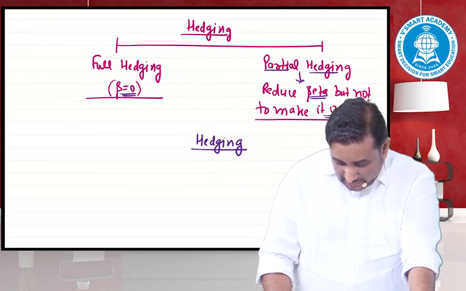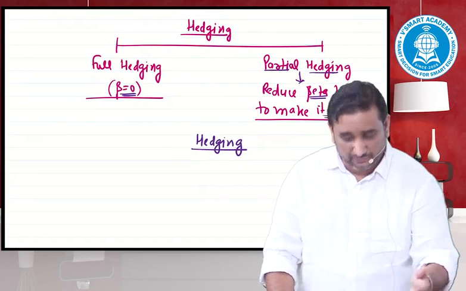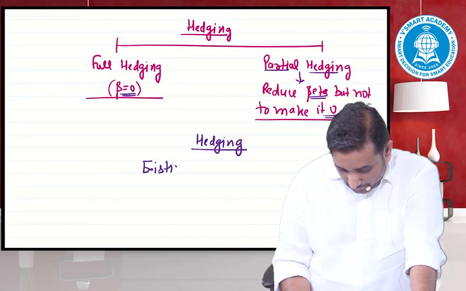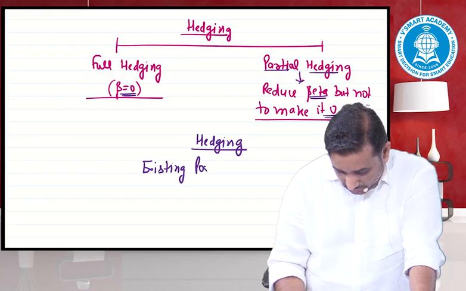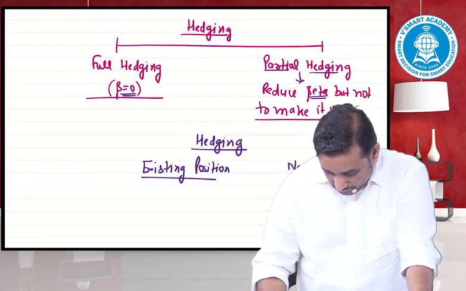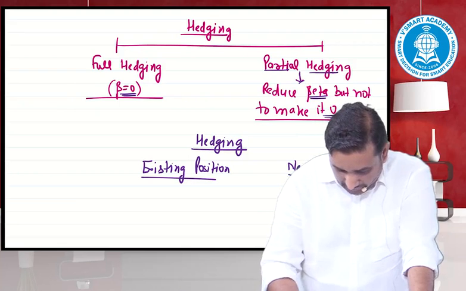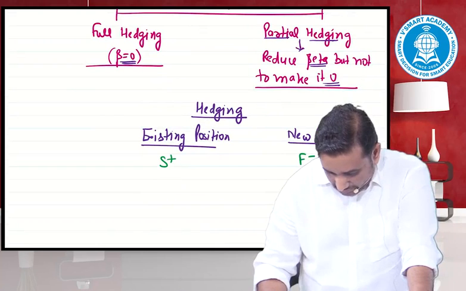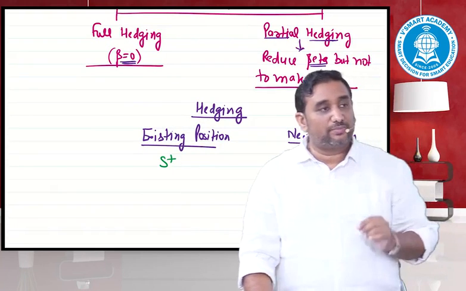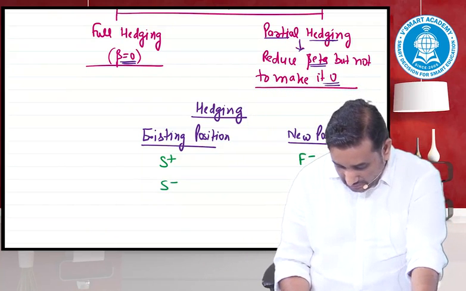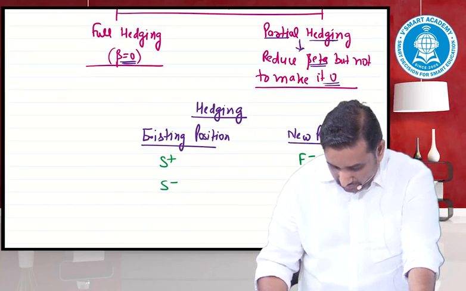Now hedging, the simpler case, if I have to learn from the exam perspective: what is my existing position and what should be my new position? If I am S plus, that means I'm plus in the cash market, I'll go F minus, futures is negative. It means if I'm plus in the portfolio, my future has to be minus. If my existing is S minus, the future would be F plus.